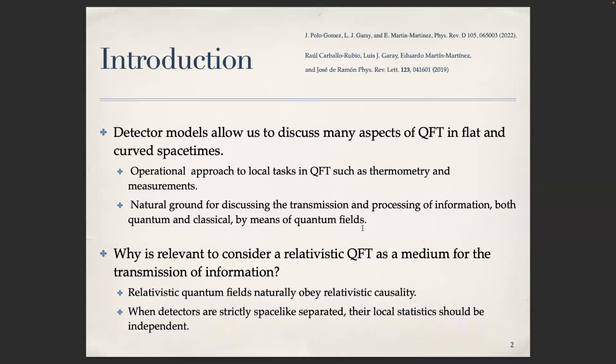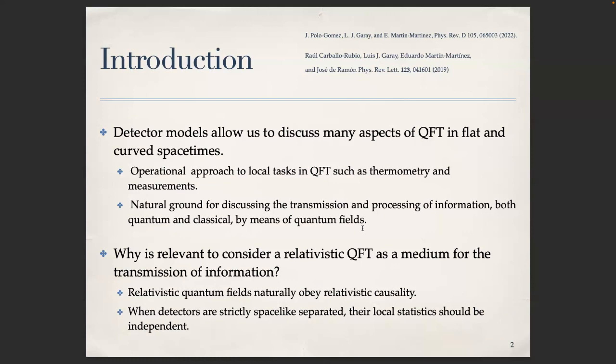So, first, let me tell you a little bit of the story that you've heard many times today. Detector models are devices or thought experiments, or perhaps something more realistic, that allow us to discuss many aspects of quantum field theory in both flat and curved spacetimes. They provide us with operational approaches to local tasks, such as thermometry, like how do I build a thermometer, or measurements in quantum field theory. But it's also a natural ground for discussing the transmission and processing of information, both quantum and classical, by means of quantum fields. But why do we want to use quantum fields for transmitting information?